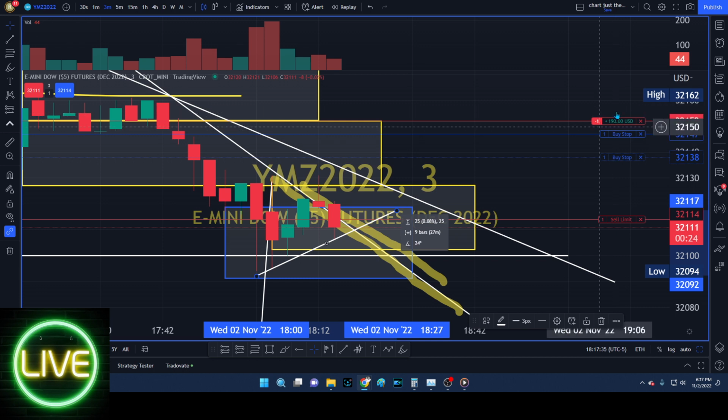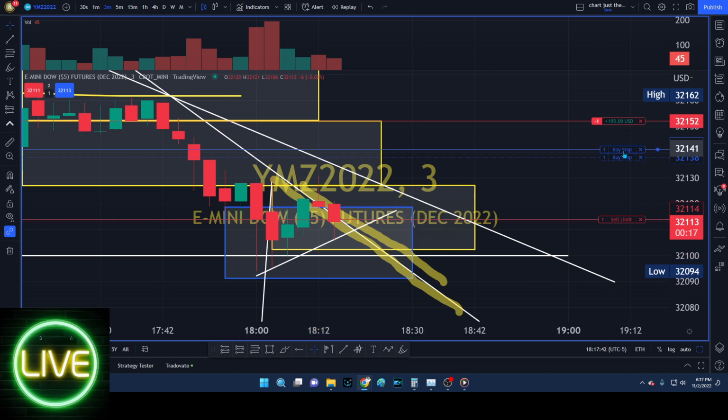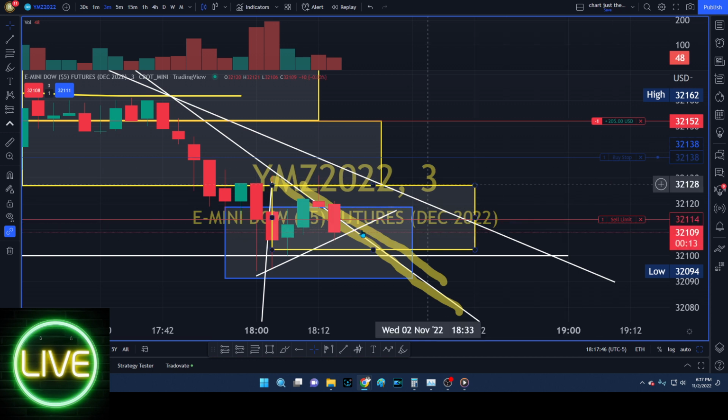I can't lose on this first trade, so I'm really just at risk on this second trade here, but I could probably reduce this risk a little bit too and bring this down. So let's move it here, and let's see if it gets us in on the second one.